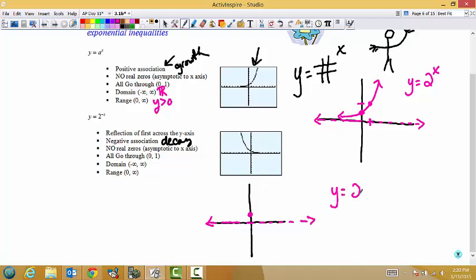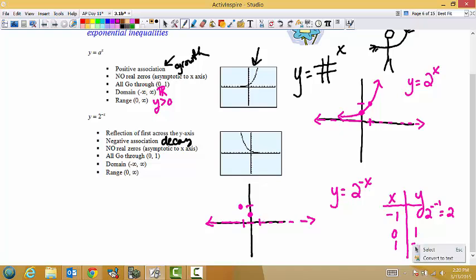Let's do 2 to the negative x. What I could do is make a little xy chart, negative 1, 0, 1. If I do negative 1, 2 to the negative 1 would be 2 to the first, which would be 2. So if you don't know what to do, you can always make a little xy chart. 2 to the 0, anything to the 0 is 1. And then 2 to the negative 1 would be 1 half. So it would be here. Domain all real numbers, range y is greater than 0.